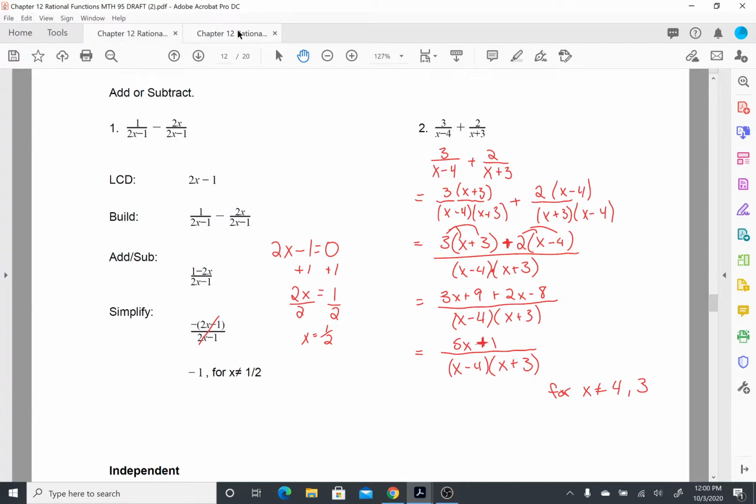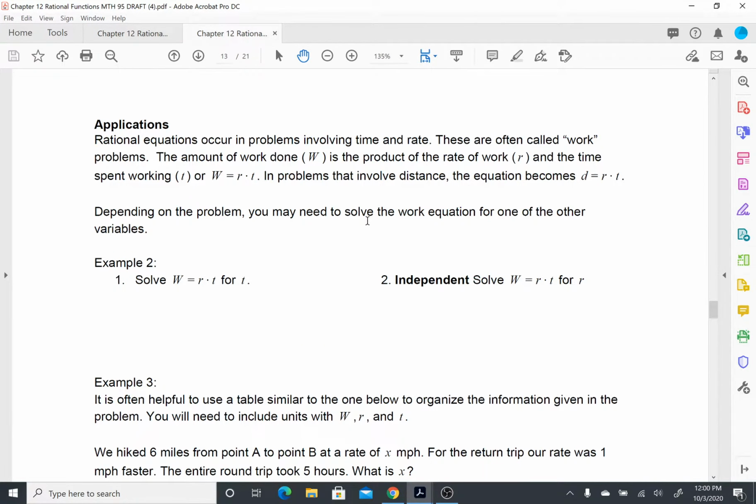What we're going to do now is talk about applications. So rational equations occur in problems involving rate and time. These are often called work problems. The amount of work is the product of the rate and the time spent working, T, or work equals rate times time. In problems that involve distance, the equation is distance equals rate times time. So you can think about work and distance similarly.